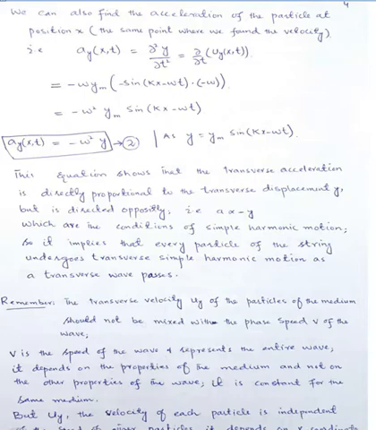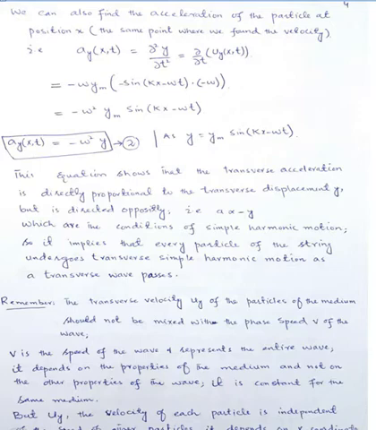We can also find the acceleration of the particle along the y-axis, because every particle of the medium oscillates, or more precisely, every particle of the medium performs a simple harmonic motion along the y-axis. To find the acceleration, we take the second derivative of the displacement with respect to time, which gives us minus omega ym, minus sine of kx minus omega t, times minus omega, which is minus omega square ym sine of kx minus omega t.